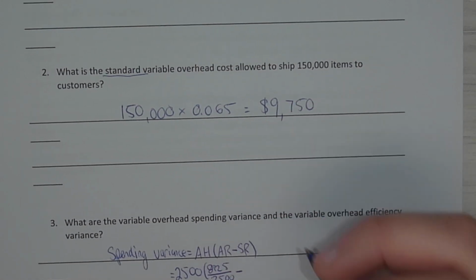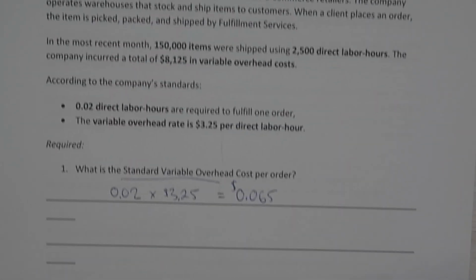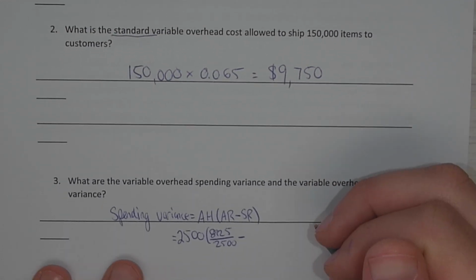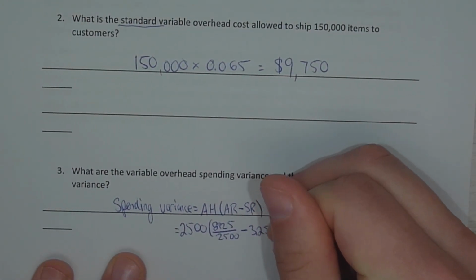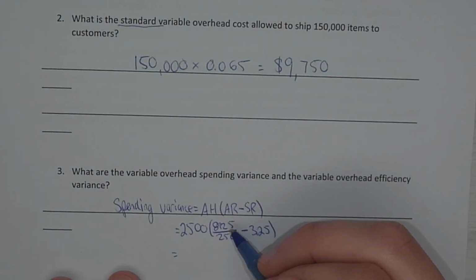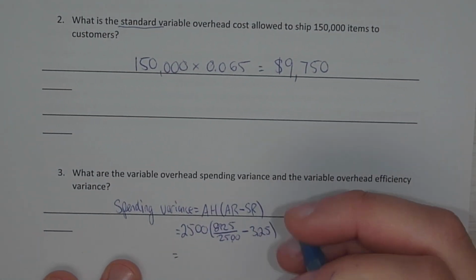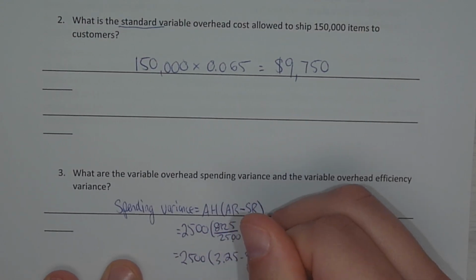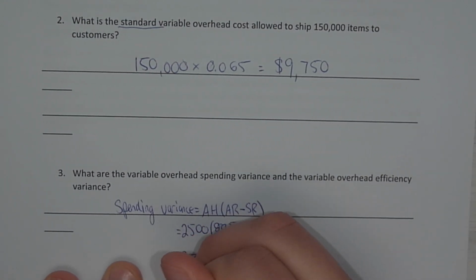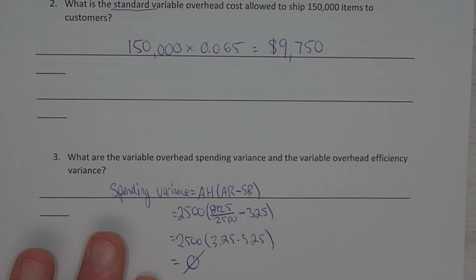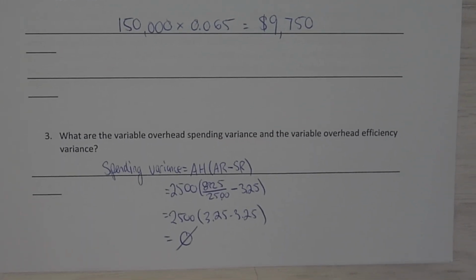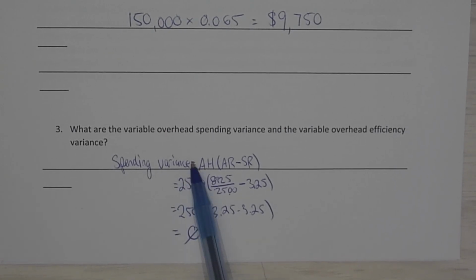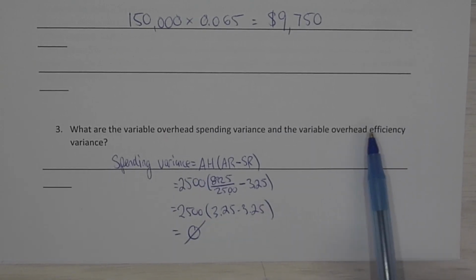Minus our standard rate, which is $3.25 per direct labor hour. $8,125 divided by 2,500 is 3.25, minus 3.25, which gives us a spending variance rate of 0. So it wasn't what we spent on each one that caused some variance. It's going to come down to our efficiency.